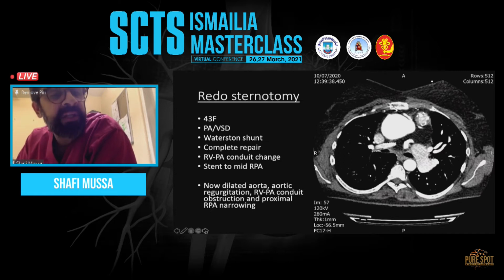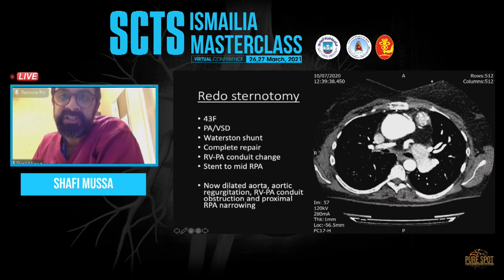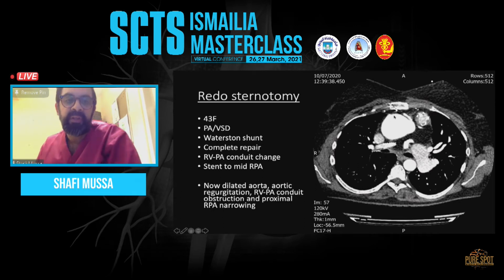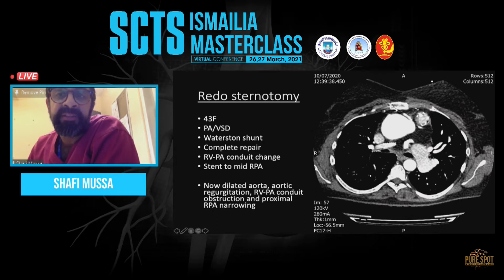She became increasingly breathless, and now had been shown to have a dilated aorta, which you can see quite clearly on the CT scan that I'm projecting now. So there's her ascending aorta. She also had severe aortic regurgitation, narrowing of the previously placed right ventricular to pulmonary artery conduit, and narrowing of the proximal right pulmonary artery. And if you look carefully, you can see the outline of the stent in this picture here.